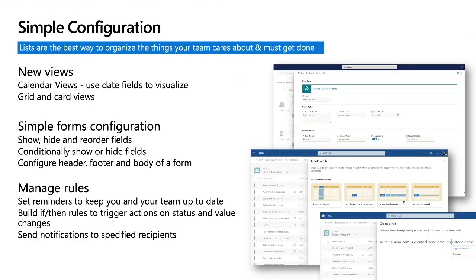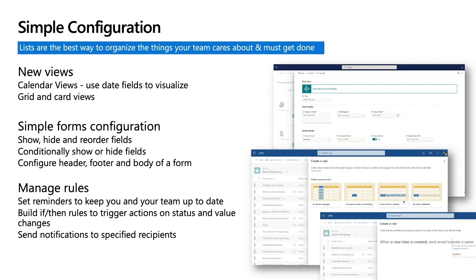In the simple configuration space, we released show and hide fields a few months back. We're going to follow up with releasing the ability for you to conditionally show or hide fields based on a column's value. And along with it, you're able to also configure header, footer, and body with sections in a form.